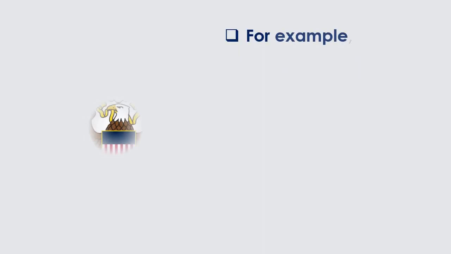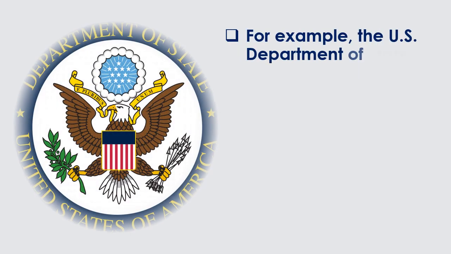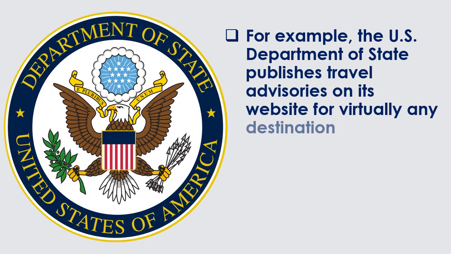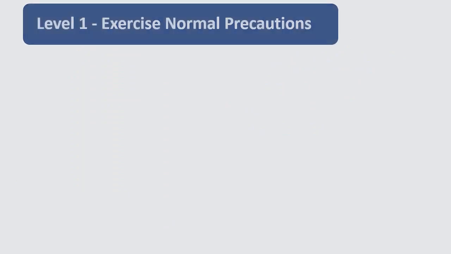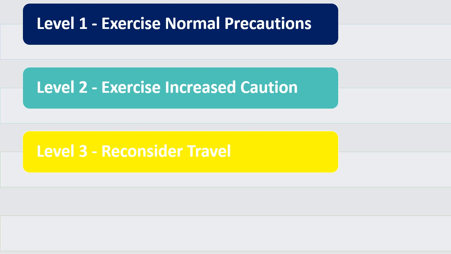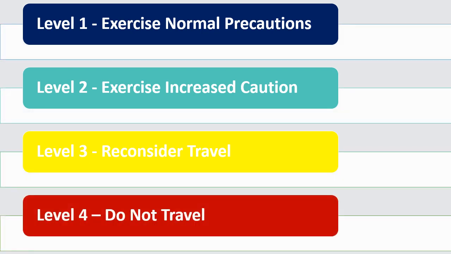For example, the U.S. Department of State publishes travel advisories on its website for virtually any destination. Level 1, exercise normal precautions. Level 2, exercise increased caution. Level 3, reconsider travel. Level 4, do not travel.